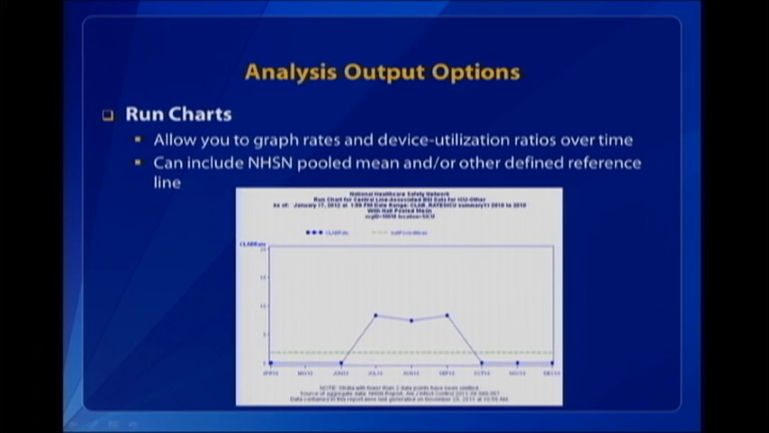Run charts, these will allow you to graph rates and device utilization ratios over time. We do not have these available for SIRs as of yet. You can include the NHSN pooled mean or another defined reference line if you have a separate goal that you're looking to attain. And you can run these by month, by quarter. And again, these will only produce in your browser window. So you can't take this and export it into Excel.